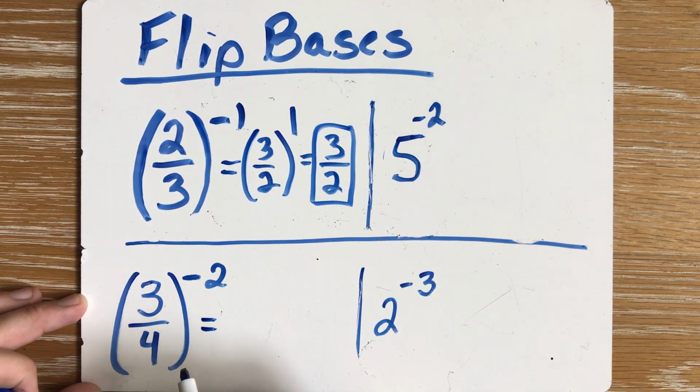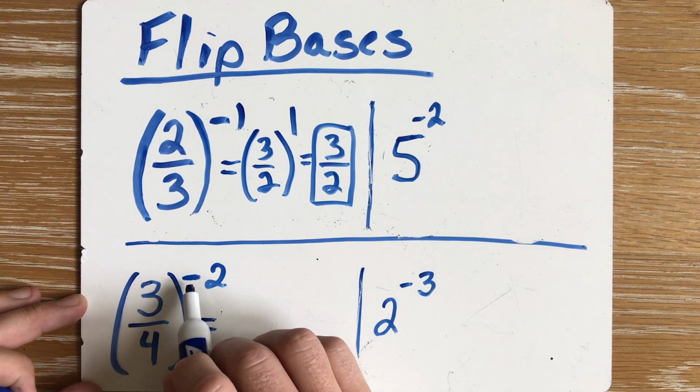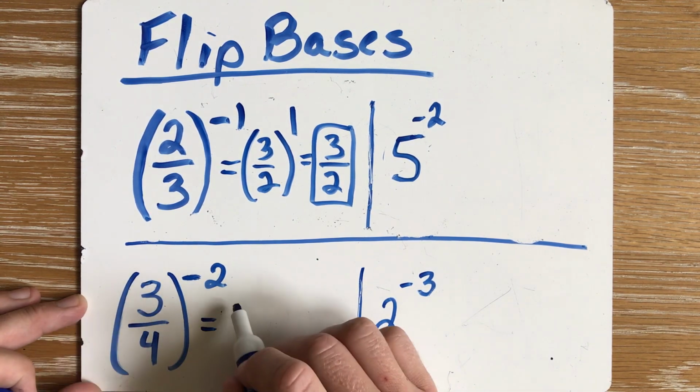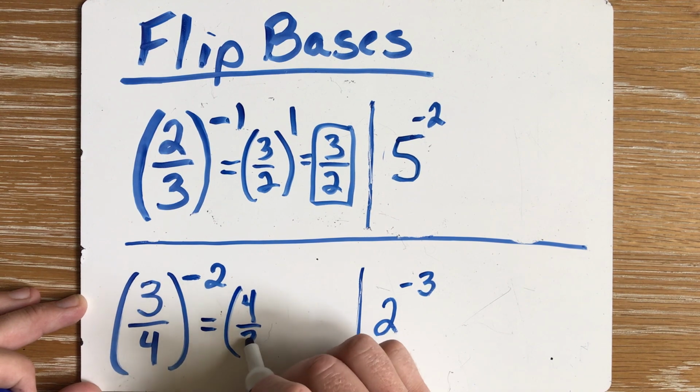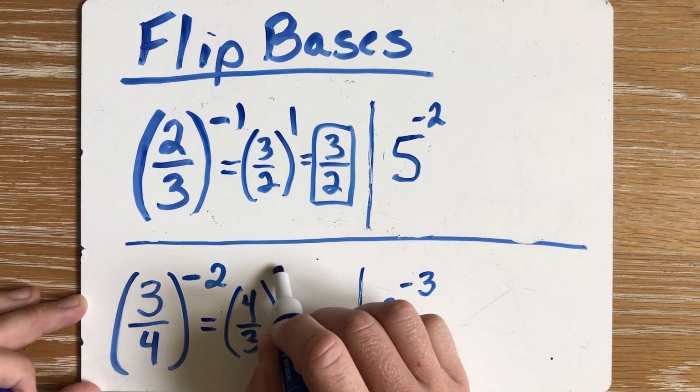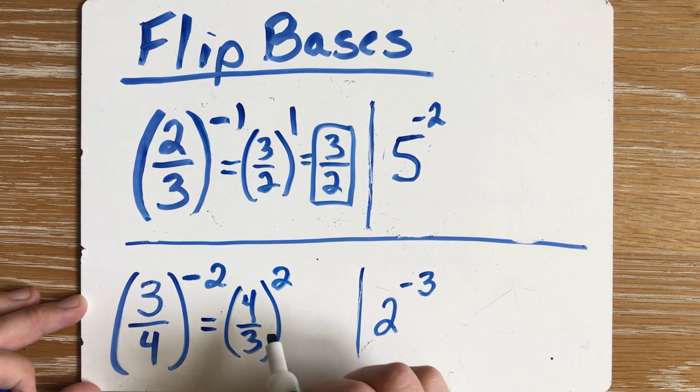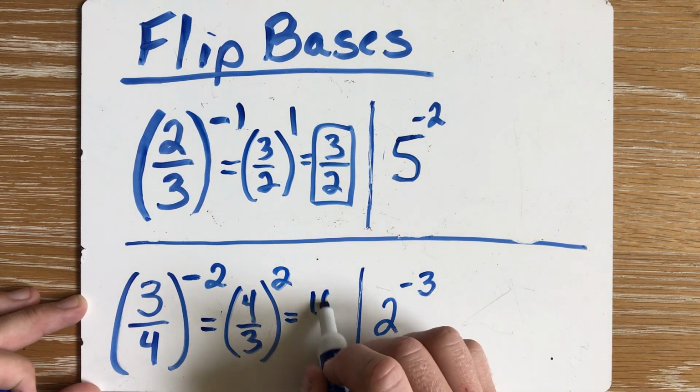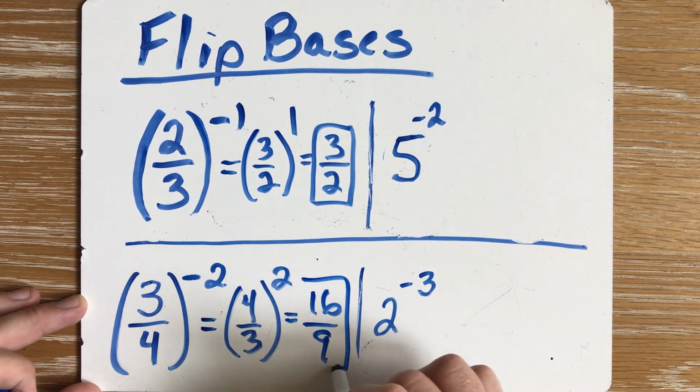If I want to take another example here of 3/4 to the negative 2 power, noticing that I have a negative exponent here, I can flip the base or take the reciprocal and get 4/3. After taking 4/3, the negative goes away and becomes positive, and then I simply just square the things that are inside here to finally get 16/9 as my final answer.